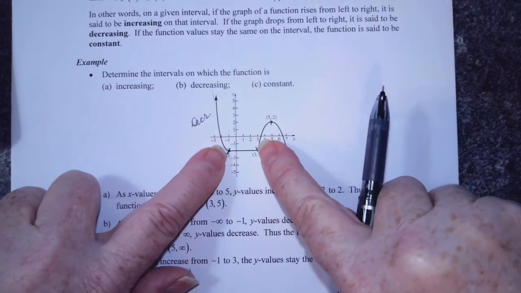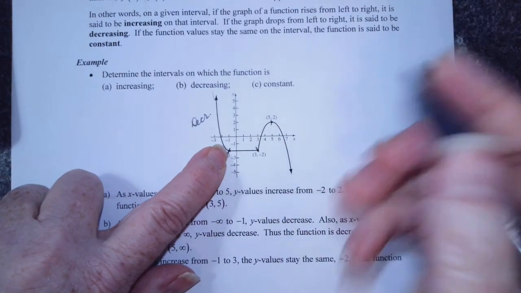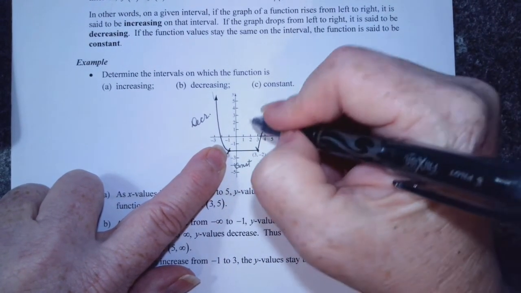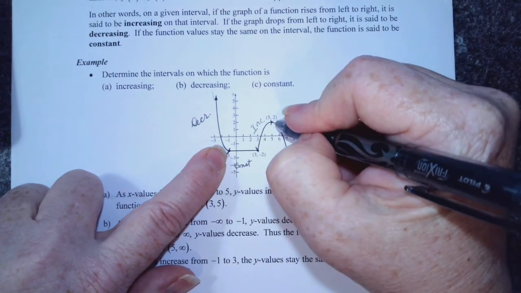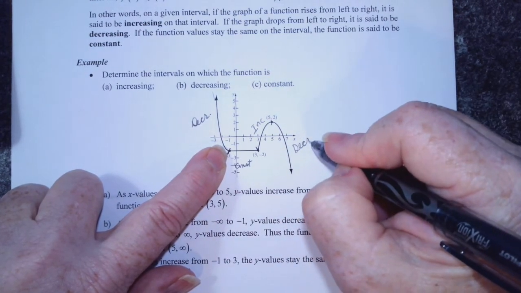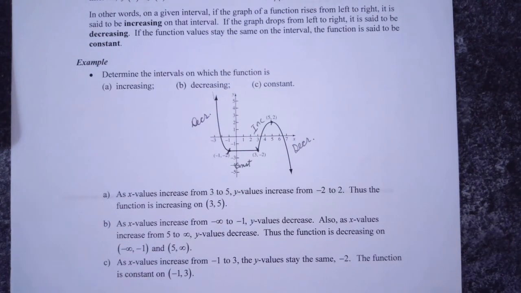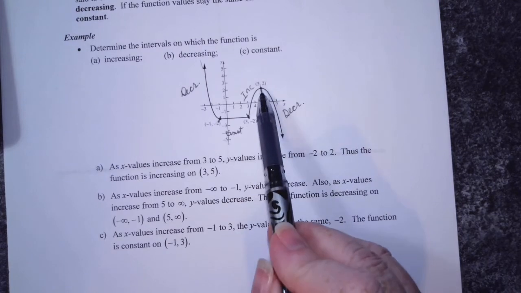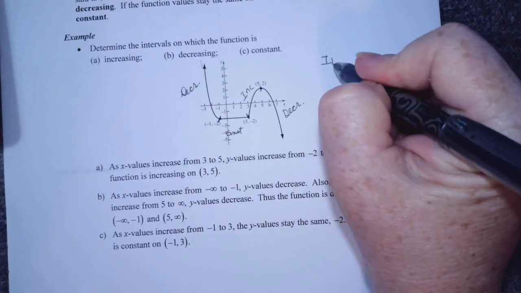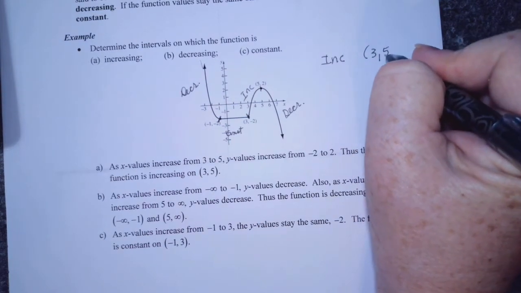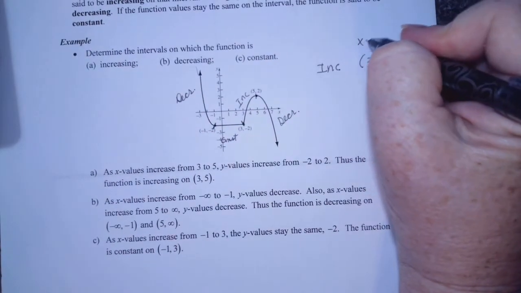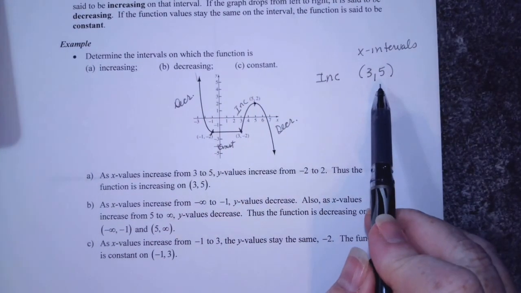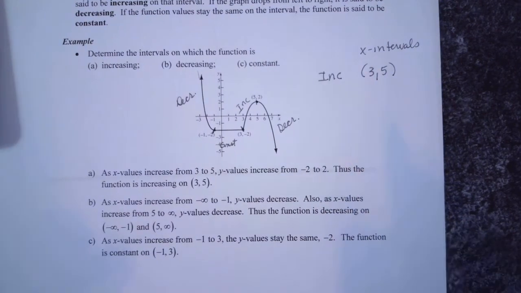Okay. What about between this point and this point? It is constant. Good. From here to here, increasing, and from here forevermore, we're going down. So it's decreasing. Good. So we would say that if you're going from, say, 3 to 5, we would be increasing. Now these are x intervals. So be careful, because that looks a whole lot like a point, doesn't it? So it all depends on the context.